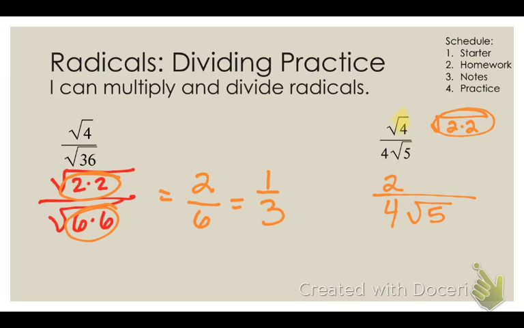Now, this isn't the final answer. I know that 2 and 4 can go smaller, so I can type that in my calculator. 2 divided by 4, or 2 fraction 4, and I come out with 1/2 square root 5. And that is my final answer.